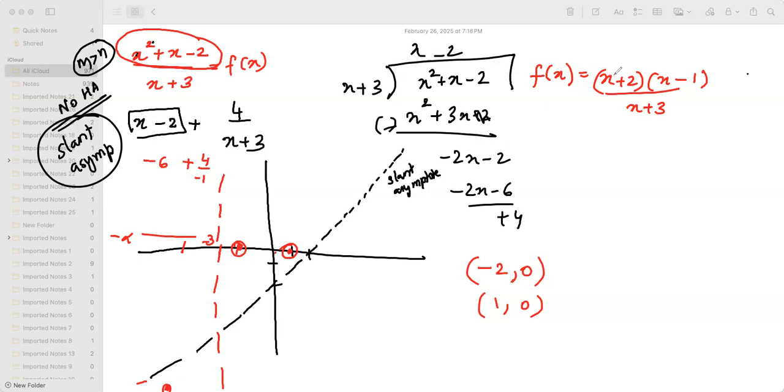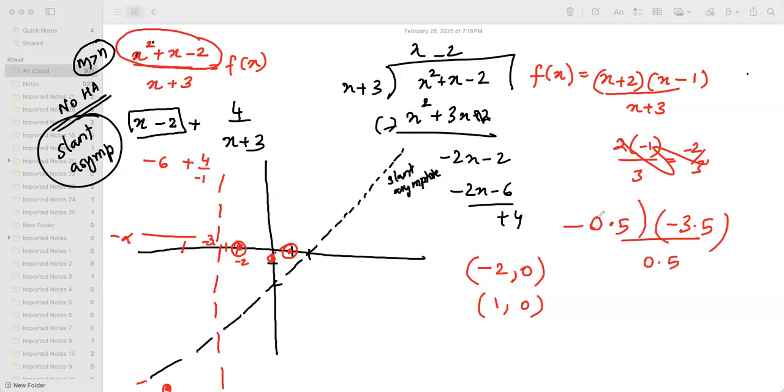Let's put a 0. If I put a 0, what happens? 2 times -1 by 3, which is -2 by 3. So -2 by 3 is in here. Then I can plot a point. Between -2 and -3 is -2.5. If I substitute -2.5, this will be -0.5. For -3.5, this will be 0.5.